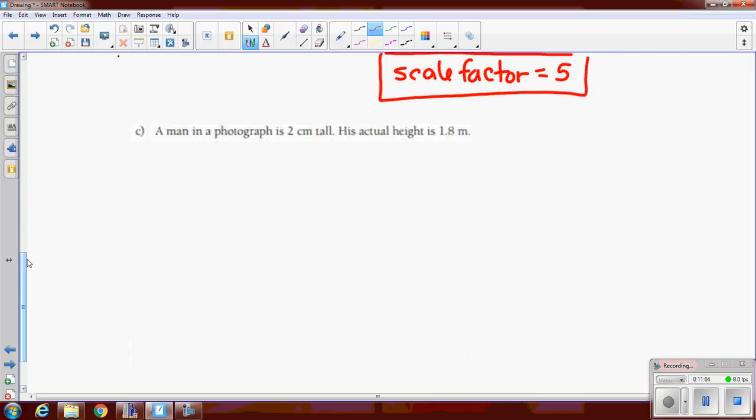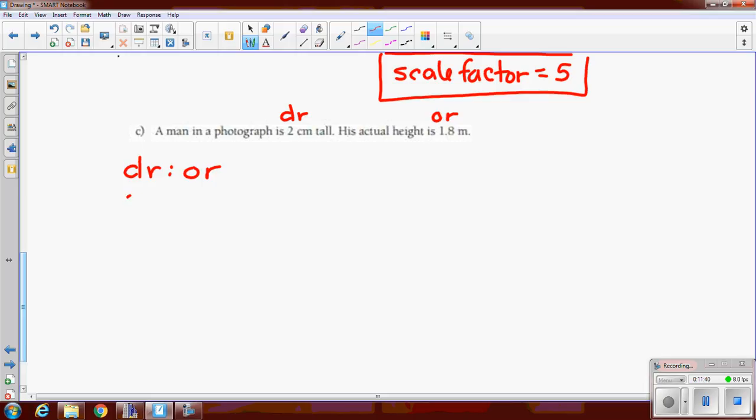And let's look at the last example here. A man in a photograph is 2 centimeters tall. His actual height is 1.8 meters. And we want to come up with a scale statement, and we want to come up with the scale factor. So the photograph, this is my drawing, or what I'm creating, and this is his original height. So remembering the drawing to original, or Dr. Orr, now as a scale statement, there are 2 things we can do here.